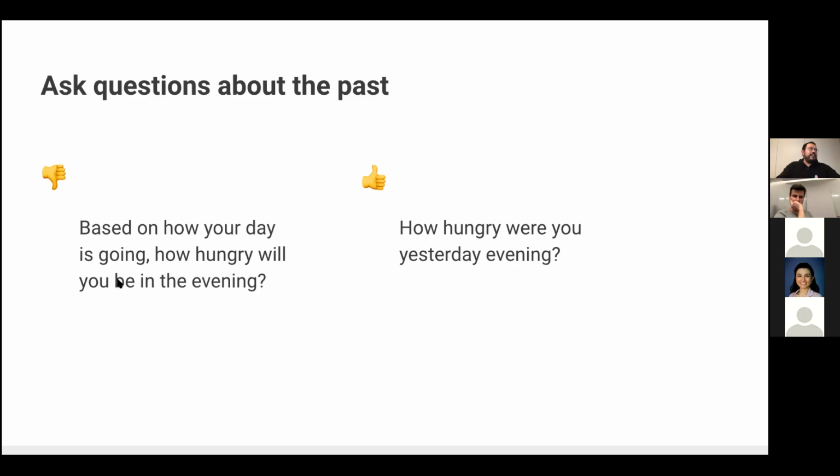Based on how your day is going, how hungry will you be in the evening? This seems like a reasonable question, but again, you're asking someone to predict their behavior in the future, and that is just not very reliable. A better question would be, how hungry were you yesterday evening? Just anchoring that question in a very specific moment will give you better data.